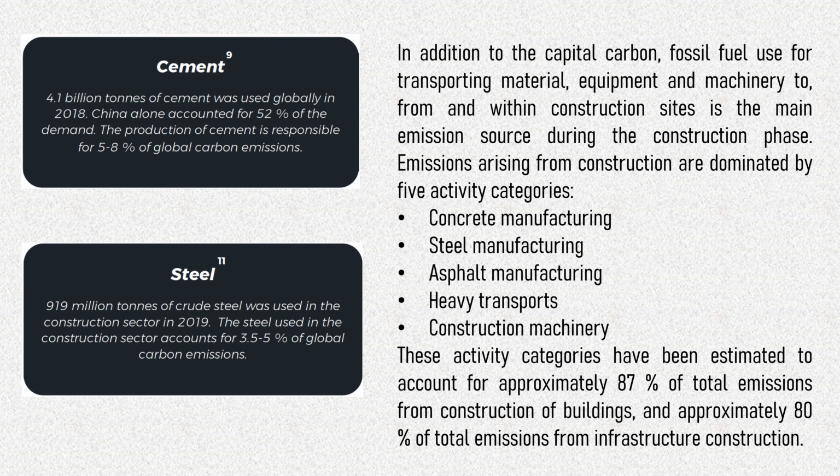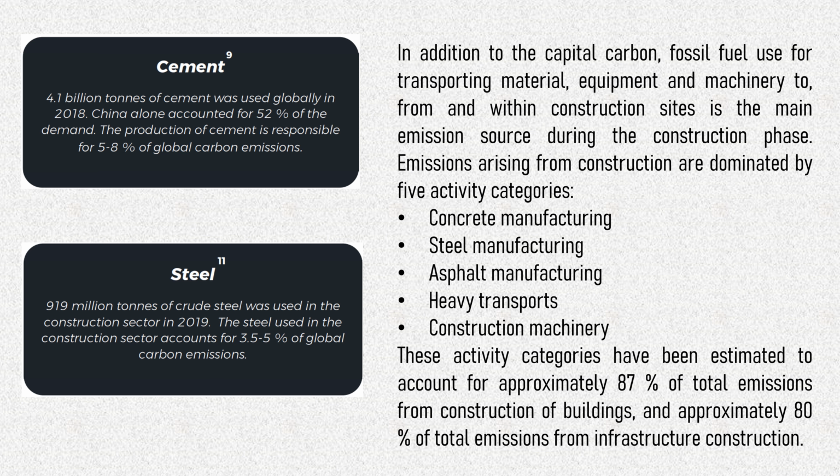In addition to the capital carbon, fossil fuel use for transporting material, equipment, and machinery to, from, and within construction sites is the main emission source during the construction phase. Emissions arising from construction are dominated by 5 activity categories: concrete manufacturing, steel manufacturing, asphalt manufacturing, heavy transports, and construction machinery. These activity categories have been estimated to account for approximately 87% of total emissions from construction of buildings and approximately 80% of the total emissions from the infrastructure construction.